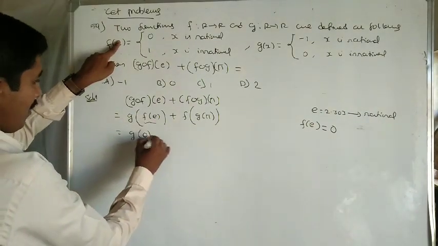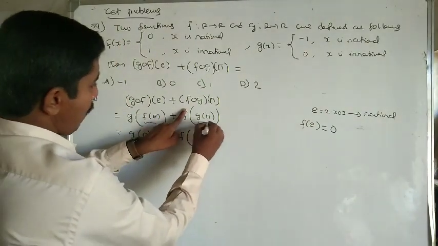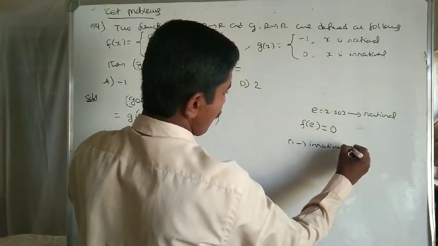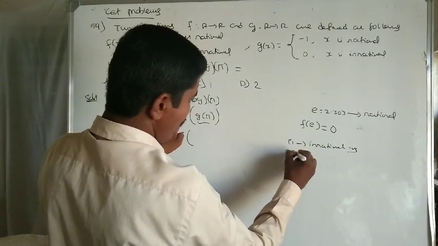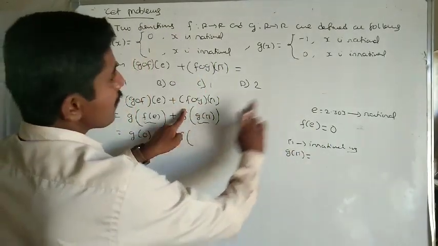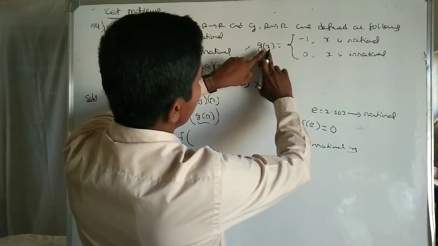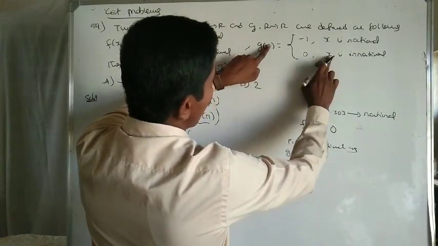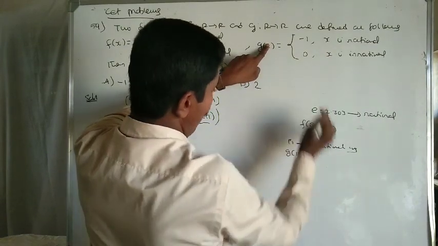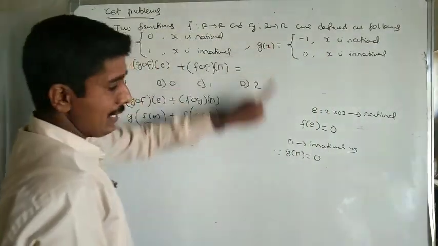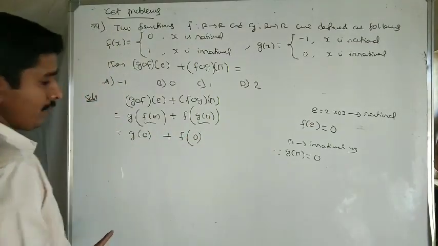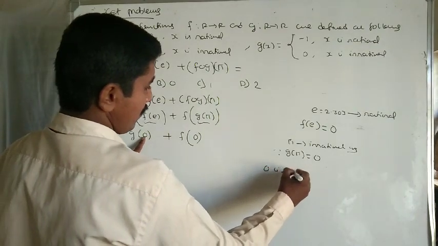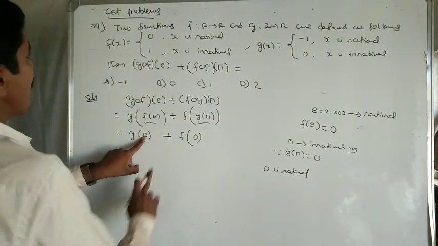F of e is 0 plus f of g of pi. Clearly pi is an irrational number. Then what about g of pi? Here pi is irrational, x is irrational, then g value is 0. G of pi value is 0. Next, clearly 0 is a rational number.